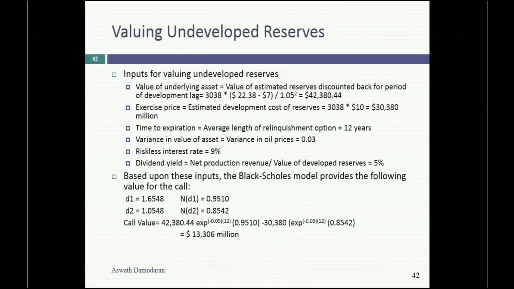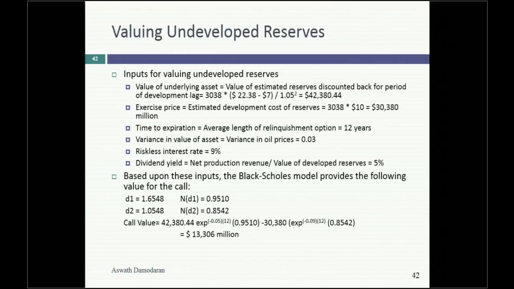So that's why we use the variance in log prices, so 0.03. And the riskless interest rate was 9%. And the equivalent of what you would call the dividend yield, what you're giving up by not exercising these reserves, is 5%. So hold on to what we got as the DCF value, 12 billion. If I plug in D1, D2, N of D1, N of D2.